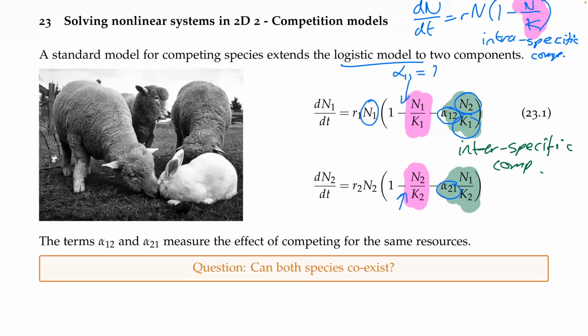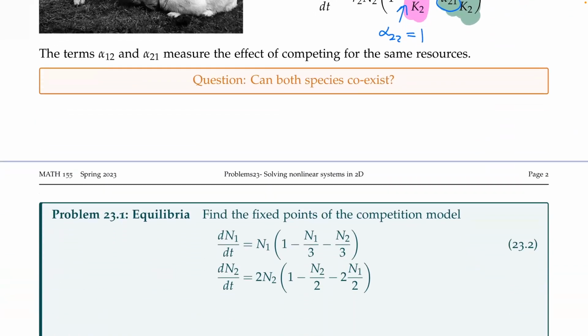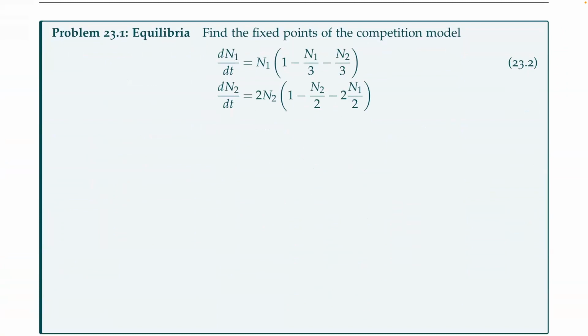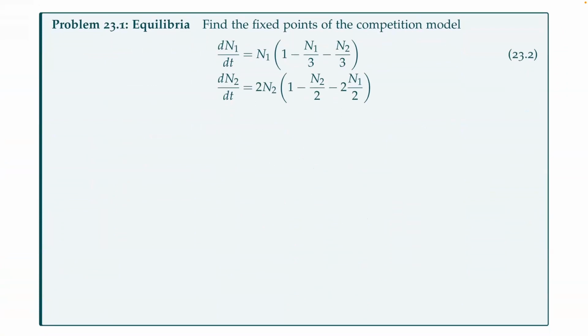And likewise here, we can have an alpha 2,2, which is also equal to 1. So you can think of there being a coefficient in front of each of these terms, modifying how strong inter- and intraspecific competition is. So the real question here is, can both species coexist, and when can they coexist? So let's have a go at finding our fixed points for this competition model.